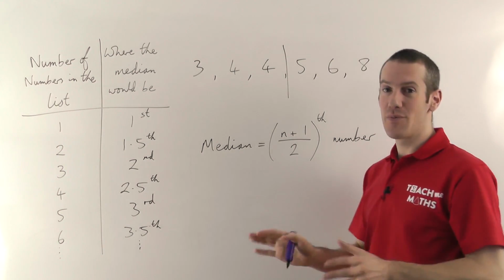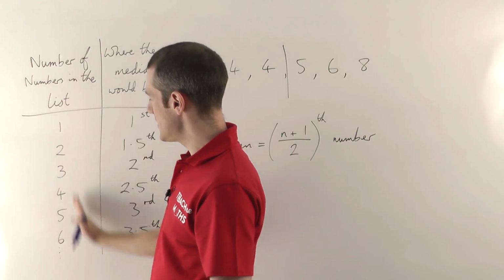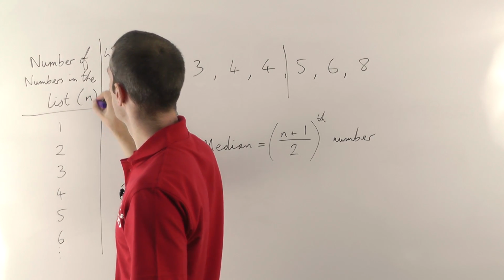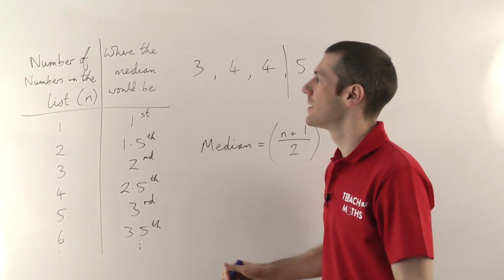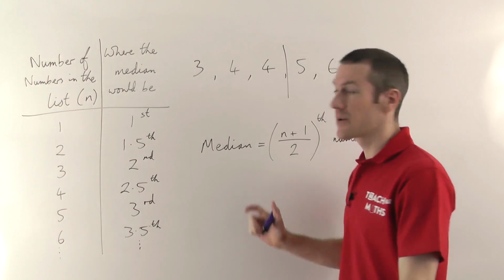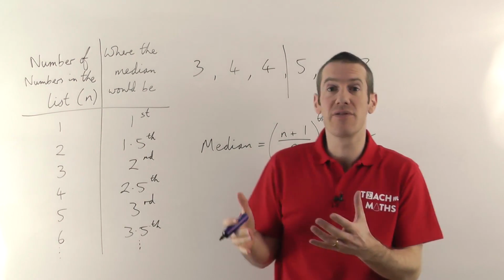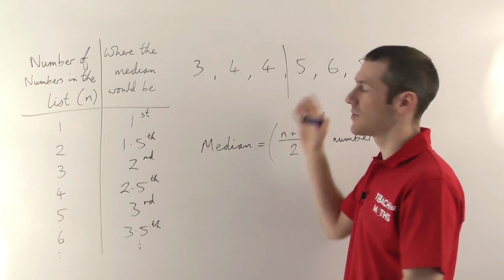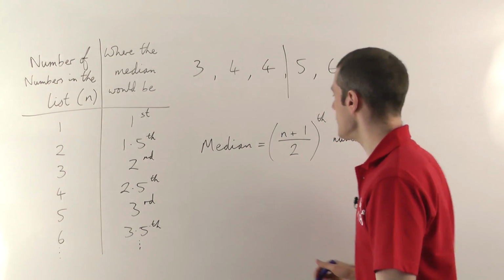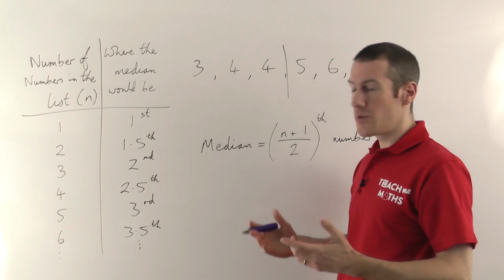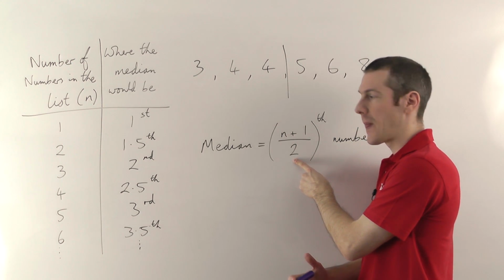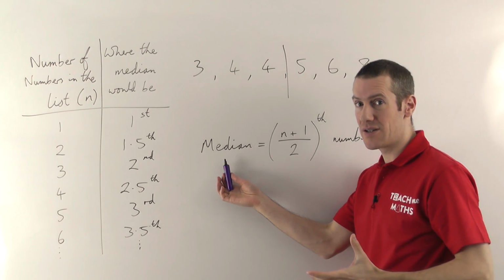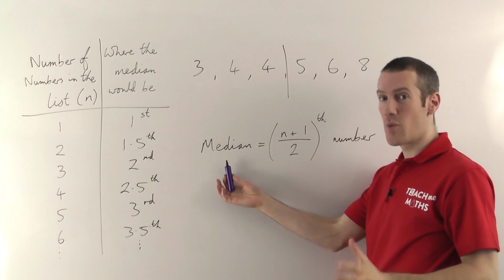n is the number of numbers in the list, okay? So these things down here, that's always n. And that's a standard convention in statistics. A lowercase n, and sometimes an uppercase N as well, typically represents the number of numbers you're dealing with. So if it's a list of numbers, it's the number of numbers in the list. What you do is, you add 1 to that first of all, then you divide it by 2, and that tells you where the median is. Not what the median is, but where it is.